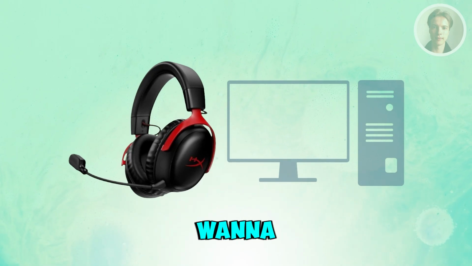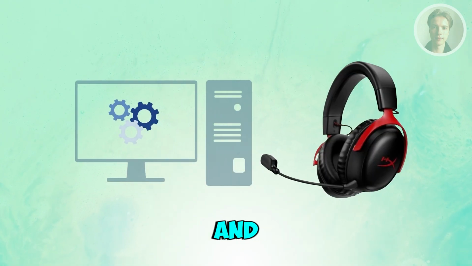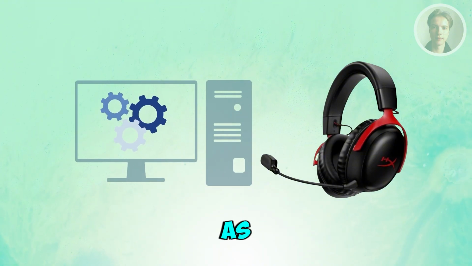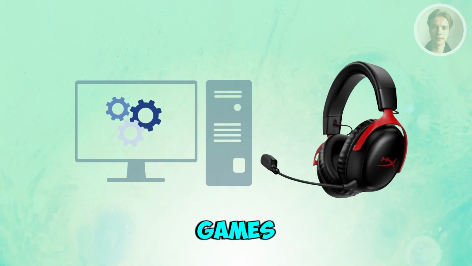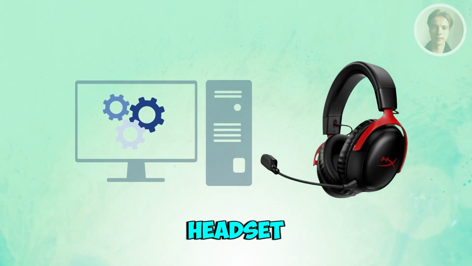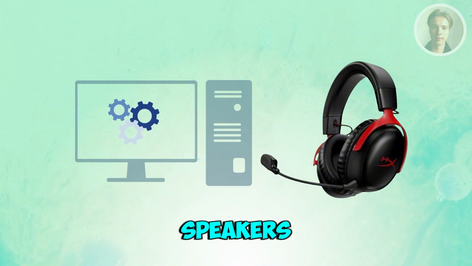Now, on Windows, you want to go to your sound settings and set HyperX Cloud 3 as both the output and the input device. Now, this makes sure games and chat use the headset and not laptop speakers or desktop speakers.